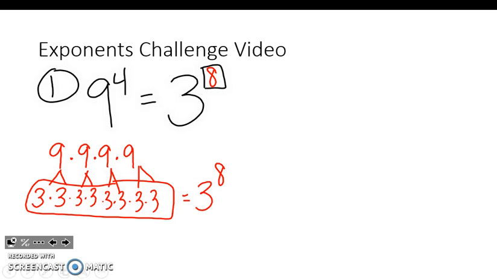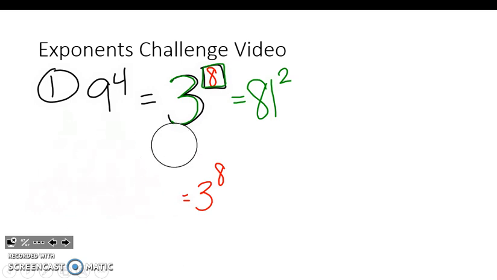Guys, you could also go backwards with this. 9 times 9 would get us to 81. And this other 9 times 9 would get us to 81. So another equivalent to this would be 81 to the 2nd power. So there's lots of equivalents to all of these challenge problems, okay? But we're going to specifically give you the base of 3, and we want to know what is that exponent that it would have to have. All right, let's do another one.